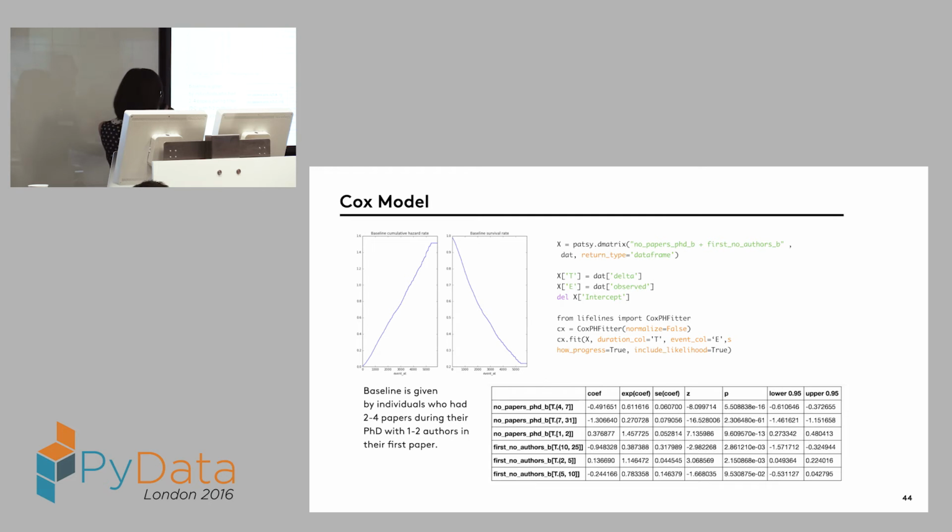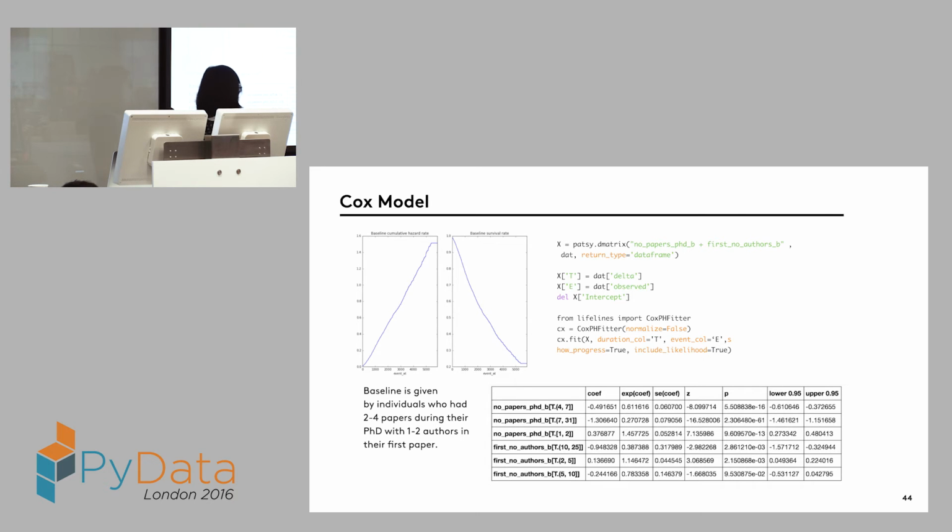So then this is the summary, and here you can basically start making statements such as, the baselines are individuals who had 2 or 4 papers during their PhD with 1 or 2 authors in their first paper. So this tells me that if an individual has a number of papers during their PhD in the 1 and 2 bucket, you have 1.45 times the hazard rate over the baseline.